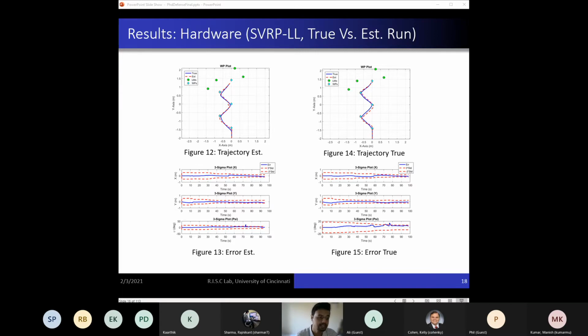We have a dedicated section for the hardware development. So figures 12 and 13 correspond to a run that we did using estimated states, and figures 14 and 15 are the results corresponding to the same trajectory we obtained using true states via the motion capture system. We see that using 4 optimally placed landmarks, the vehicle can successfully localize and navigate. That is, the system has tight uncertainty bounds. It is observable as the bounds are decreasing with time.